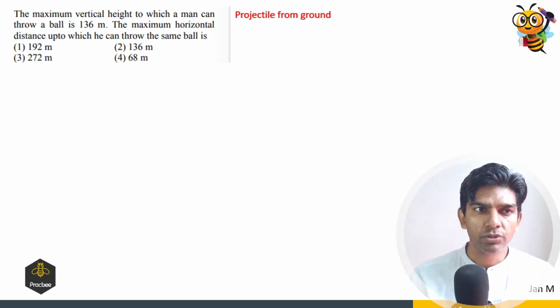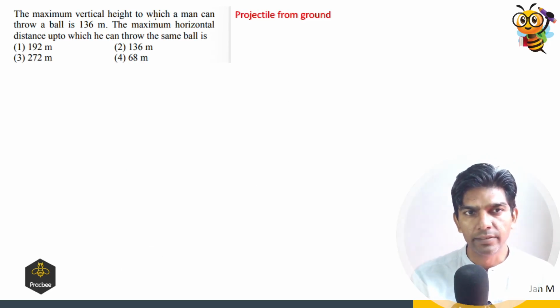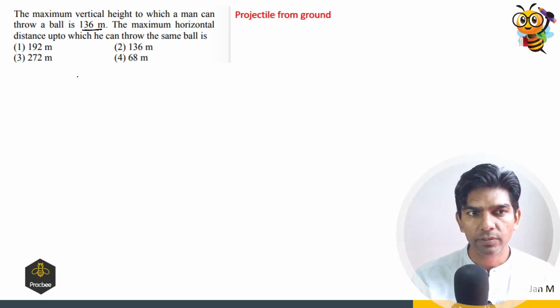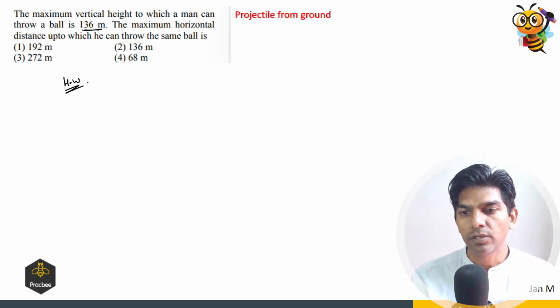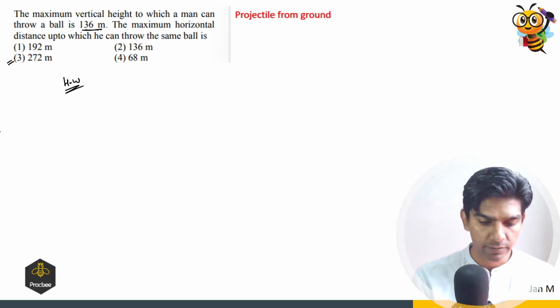Now that is another question. The maximum vertical height to which a man can throw a ball is 136 meters. The maximum horizontal distance up to which he can throw the ball. Similar question we have done, right? So I'm keeping this as a homework. If you try to solve this, you will get option 3 as the answer.